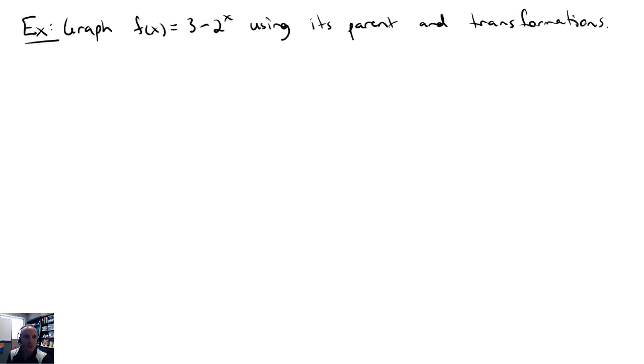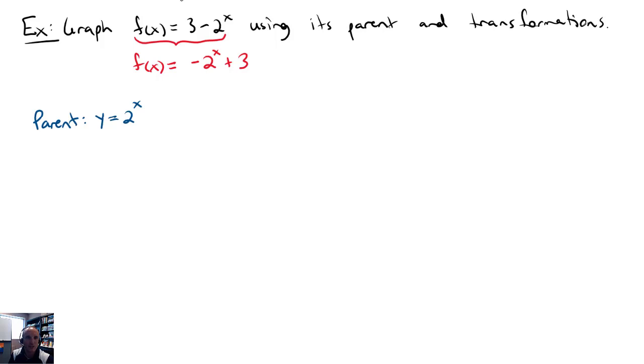All right, so we've got the function f of x equals 3 minus 2 to the x power. We want to graph that using its parent and transformations. Well, the parent here is not negative 2 to the x. In fact, before we look at the parent, let's rewrite our function a little bit differently so that it's easier to recognize the transformations. This is 2 to the x multiplied by that negative 1 and then adding 3, because the 3 here is positive, so it's like adding 3. This helps a lot. We can see now that our parent is y equals 2 to the x.